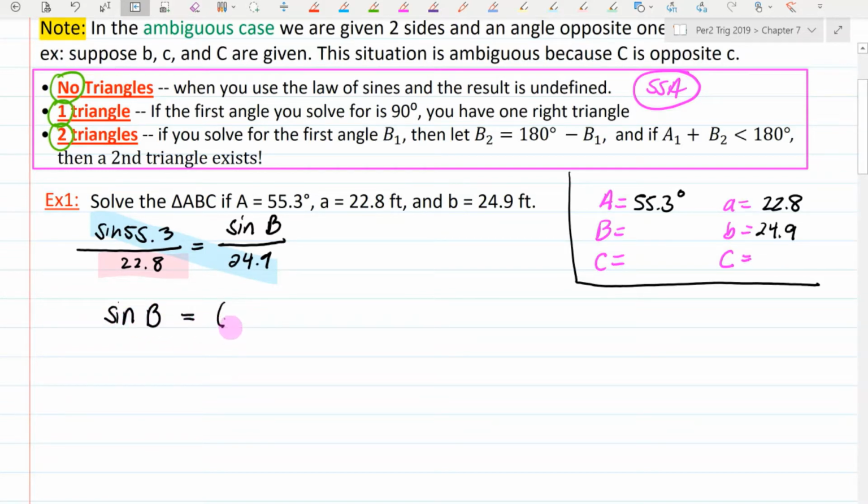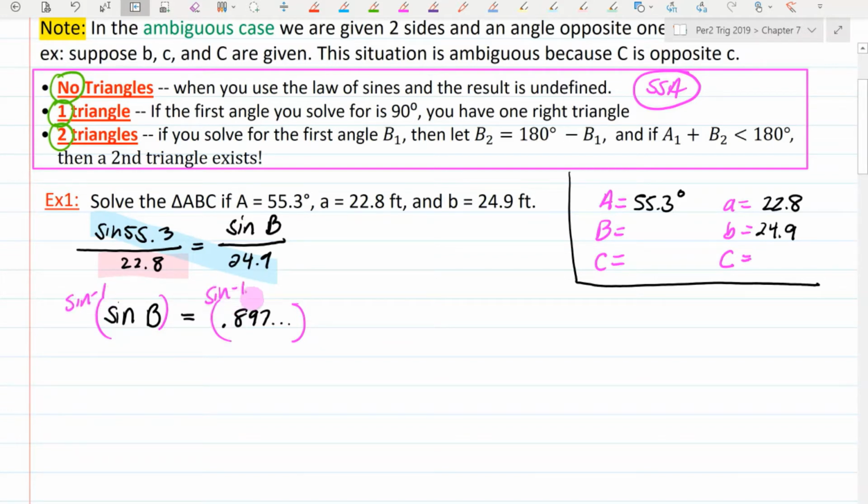So that decimal in your calculator is going to be 0.897 and then a bunch of numbers after it. I want you to leave all of those numbers in there. When we leave all those numbers in there, we're going to have an exact answer. So if this number was bigger than 1, we wouldn't have a triangle because you can't take inverse sine. So we're definitely going to have a triangle. We might have two. So we take the inverse sine of both sides.